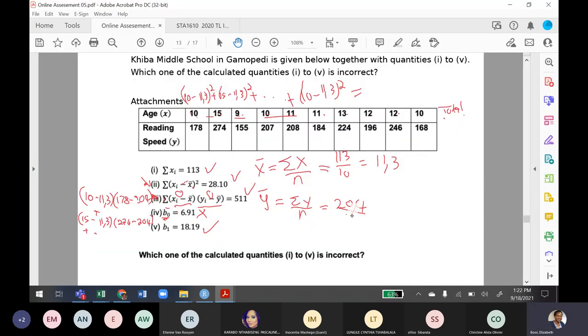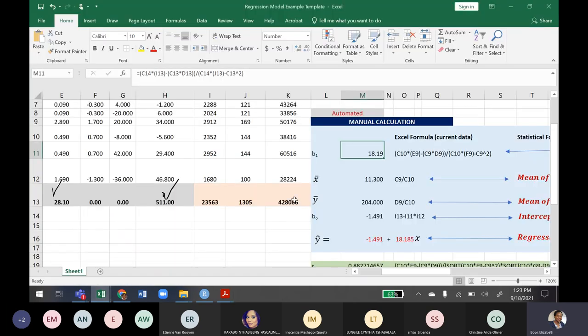Minus 204. Minus 204, and then you do the same. 15 minus that, minus 113 times 274 minus 204, plus 9 minus 11.3 times 155 minus 204. Then you add all of those values, you will get 115, and that's what we did. Oh, that's what I did on this spreadsheet.